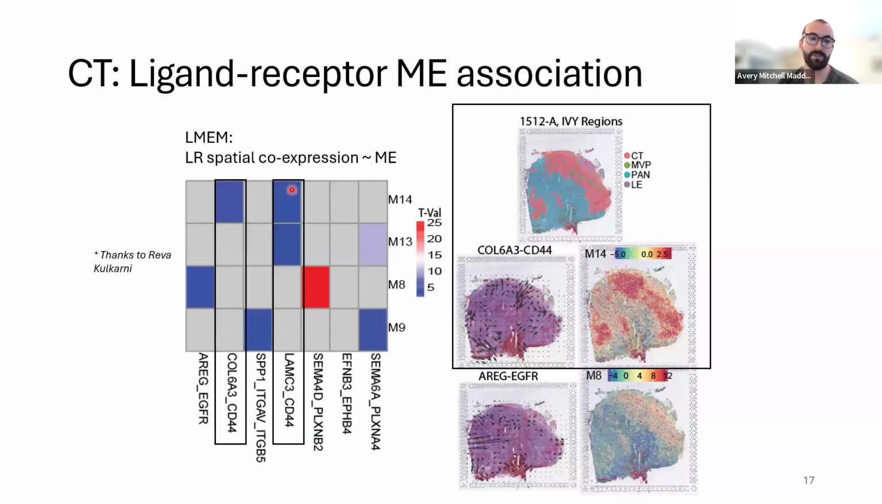So one interesting association that emerged from this is these interactions between COL6A3 and LAMC3 with CD44. So we can see these extracellular matrix type interactions with CD44. And based on their co-expression with M14, which we can visualize spatially here, we can understand that there may be a role of these specific interactions along with M14 in promoting the glioblastoma stem cell maintenance in the core tumor.